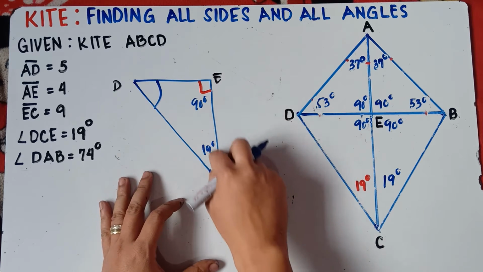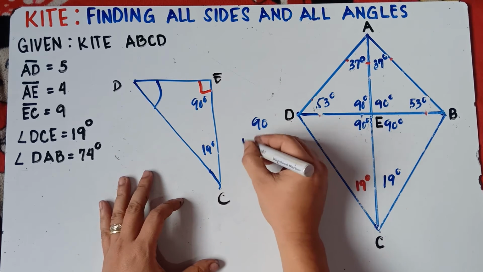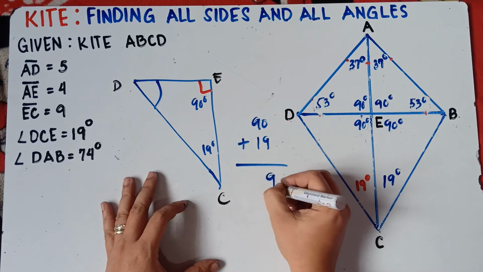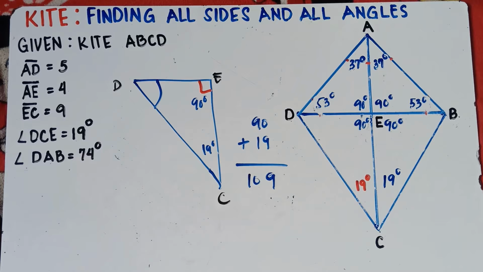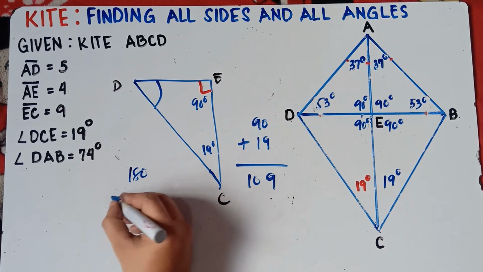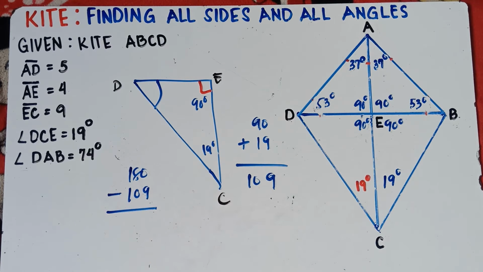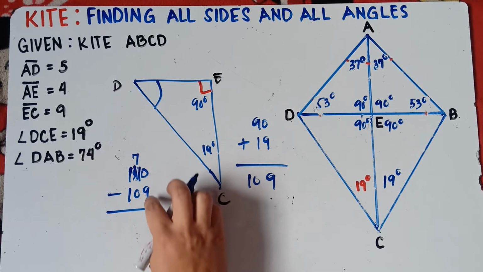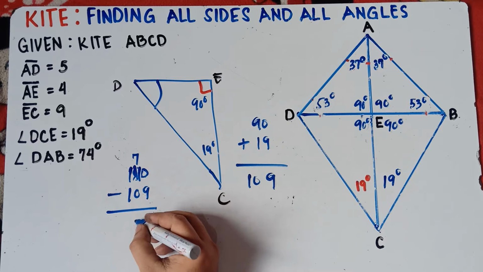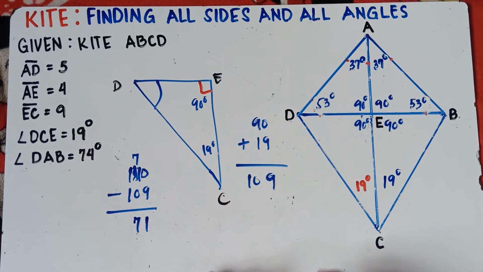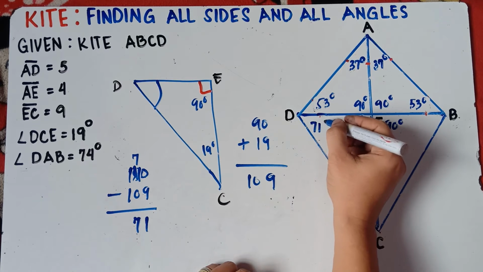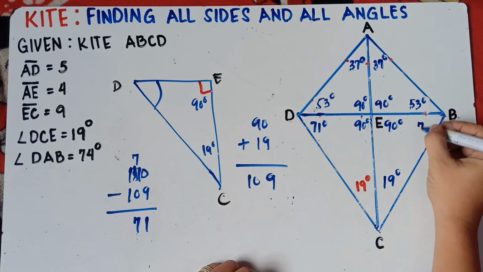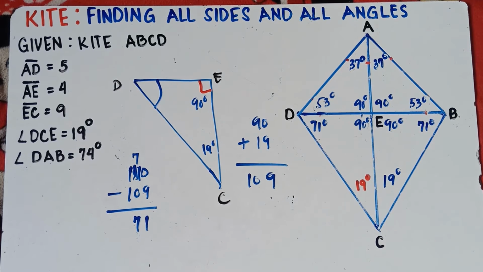Once again, we add this up, 90 plus 19. So 0 plus 9 is 9, 9 plus 1 is 10. 109. And we subtract 109 from 180. So this will be 180 minus 109. 0 minus 9 cannot be, borrow 1, this becomes 7, this becomes 10. 10 minus 9 is 1, 7 minus 0 is 7. 71 degrees. So therefore, this is 71 degrees. That's it, class. All set for the angles. Easy, right, for the angles?